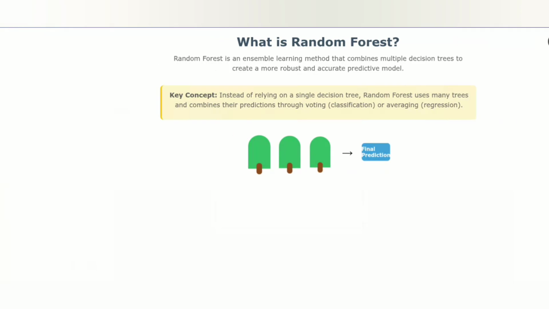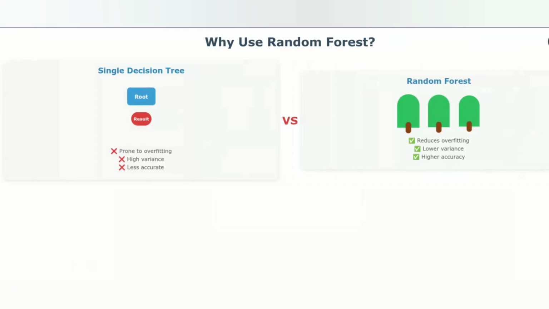Now, you might be wondering, why not just use a single decision tree? It's simpler, right? Well, here's the problem with single decision trees. A single decision tree is like that one friend who's really confident about everything but often gets things wrong. It tends to overfit to the training data, meaning it memorizes the training examples instead of learning general patterns. This leads to high variance. Small changes in the data can drastically change the tree structure.